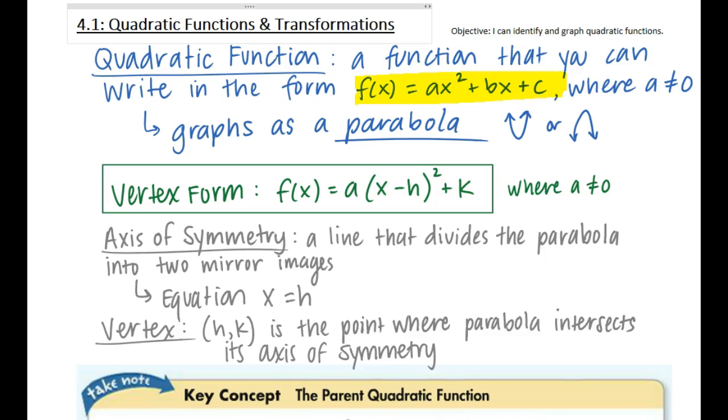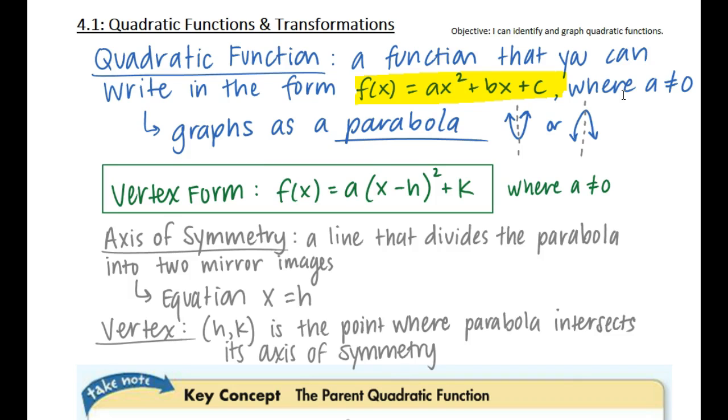The axis of symmetry is a line that divides the parabola into two mirror images. So if we were drawing the axis of symmetry for the two basic parabolas I drew above, the axis of symmetry would be going right through that point at the bottom or at the top, which we'll later learn are called min and then max. And actually the min and the max, those are called a vertex.